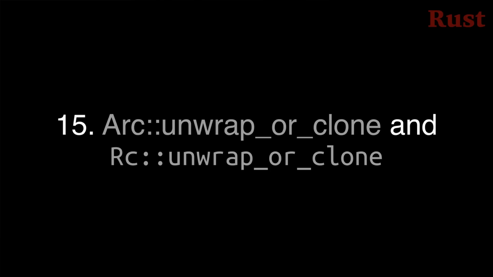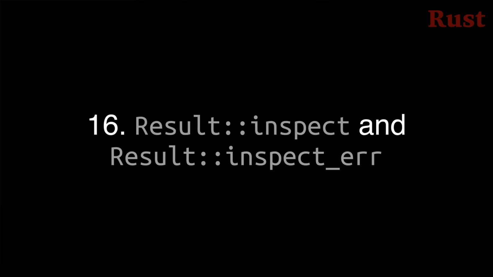Number 15, Arc unwrap_or_clone and Rc unwrap_or_clone have been stabilized. These methods will take a reference counter, or atomic reference counter, and if the value being referenced is only being referenced by a single reference counter, it will avoid cloning the value and instead unwrap the value and return it. If there are multiple reference counters associated with the value, then it will make a clone of the value and return that.